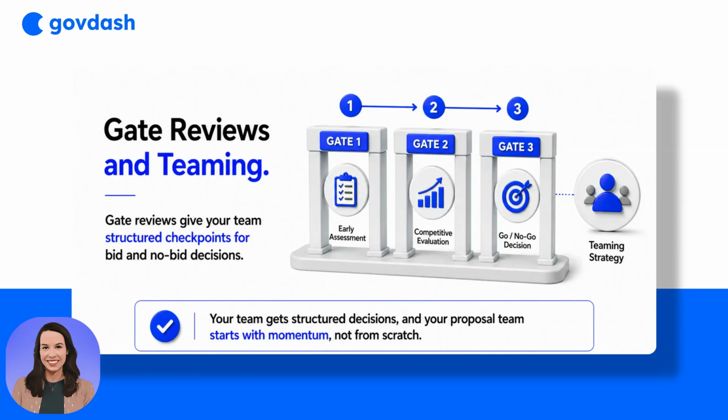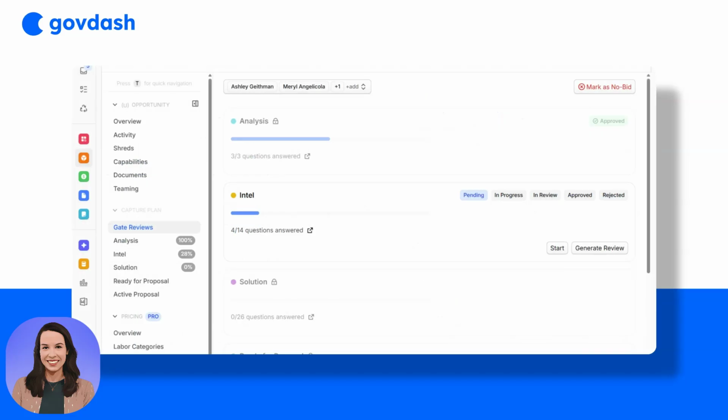Gate reviews give your team structured checkpoints for bid and no bid decisions. You can assign reviewers, track approvals, and make sure the right people are weighing in at the right moments. This is capture discipline built into the system, not just a process that lives in someone's head.